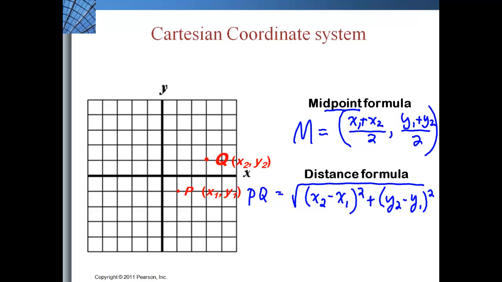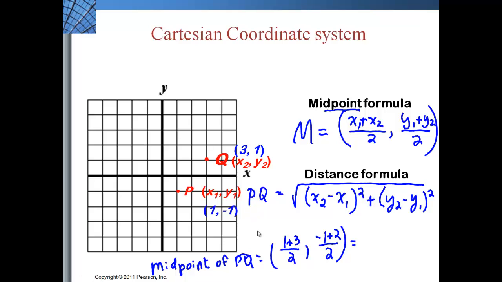Let's see how these formulas work now. The actual coordinates of point P are 1, negative 1, and Q is 3, 1. So if we want to find the midpoint of the segment connecting P and Q, we're going to take the average of our x's, which is 1 plus 3 divided by 2, and then the y coordinate of our midpoint would be negative 1 plus 1 divided by 2, and that's going to give us 2, 1/2. So that's where the point would be. And we look, if we go over 2 and up 1/2, we can see that's going to be dead center in the middle of the segment joining P and Q.